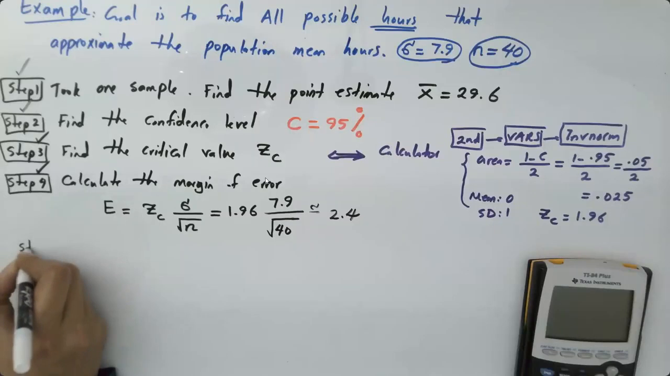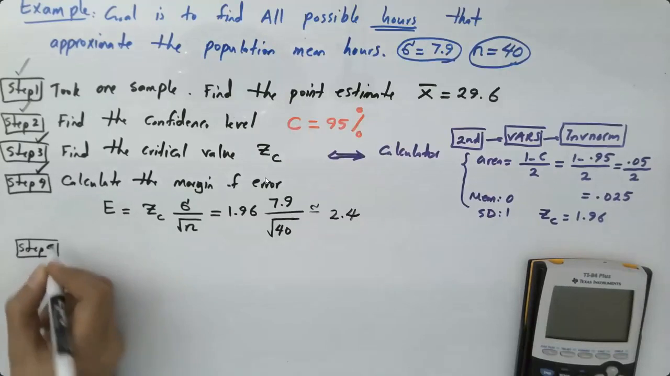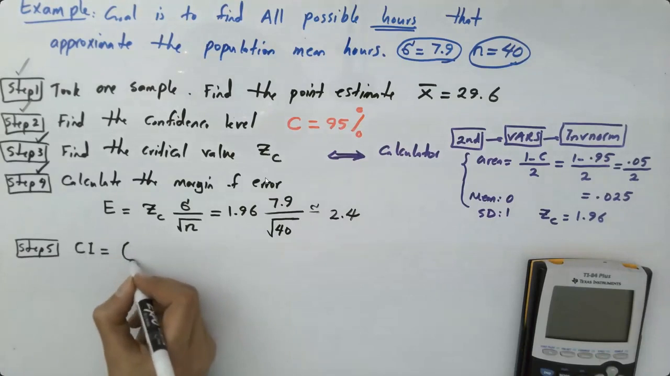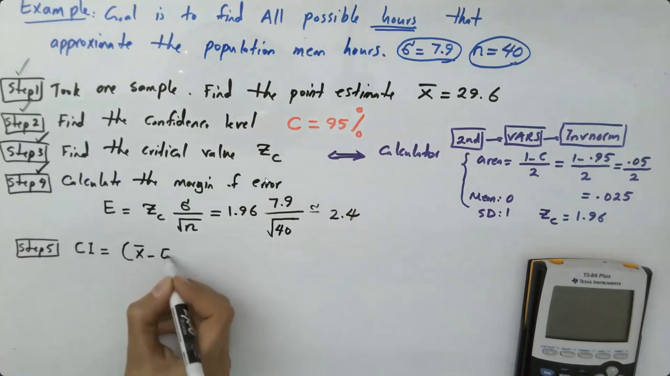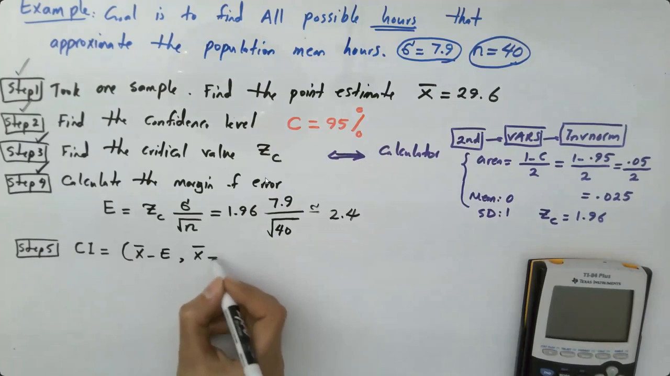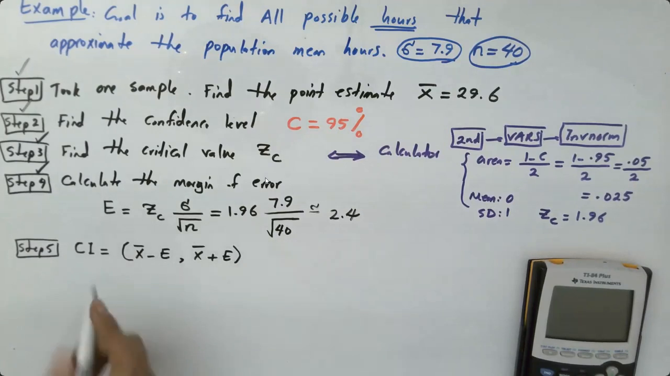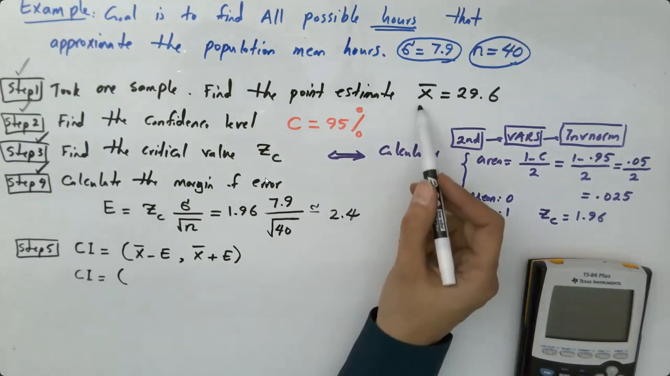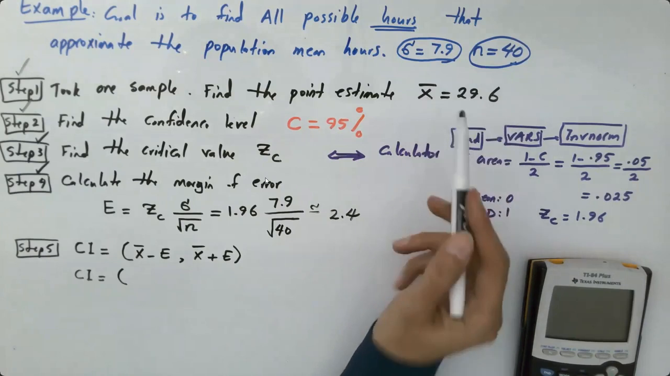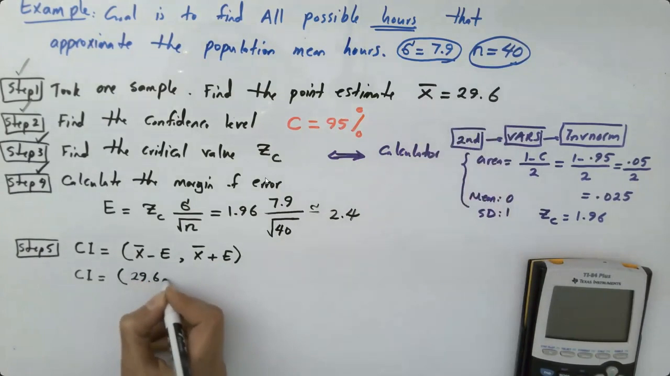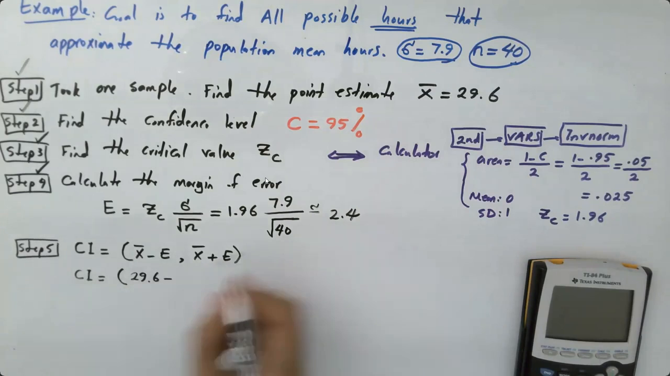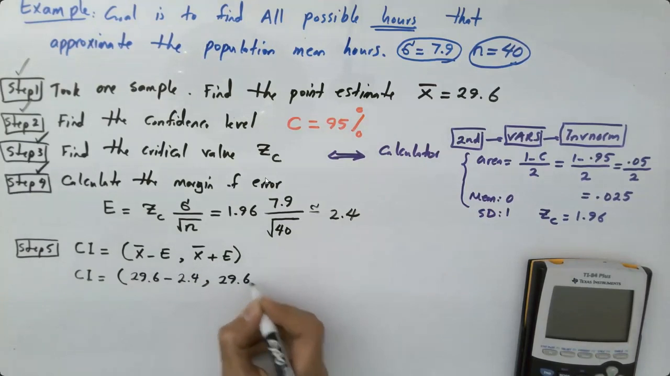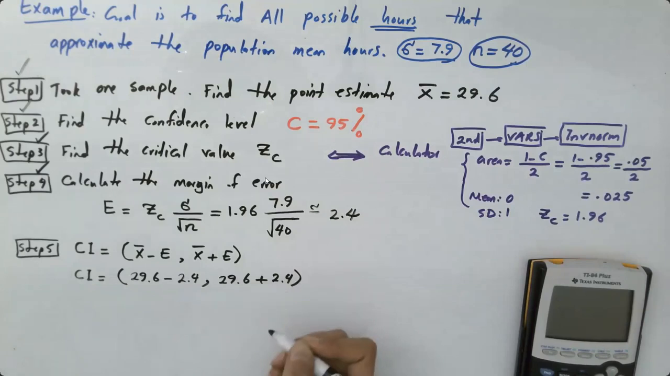So my step 5, the last step, is the confidence interval: open parenthesis x bar minus margin of error, comma, x bar plus margin of error. So the confidence interval is, what was x bar? Well, we calculated x bar, or the sample mean, at the beginning: 29.6 minus the margin of error, which is 2.4 hours, comma, x bar, which is 29.6 plus 2.4 hours.